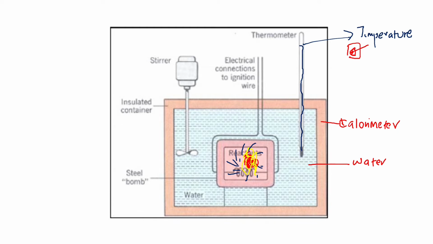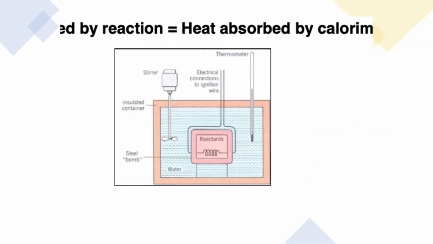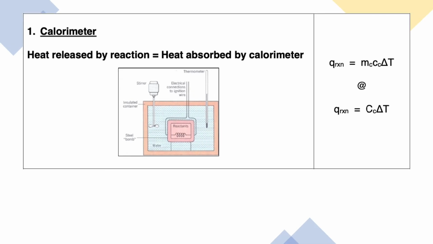Once we get the reading, then we will do the calculation. So how are we going to do the calculation? For the first example, we are looking at the situation where the heat released by the reaction will be equal to the heat absorbed by the calorimeter only. There are two formulas that we are going to apply.